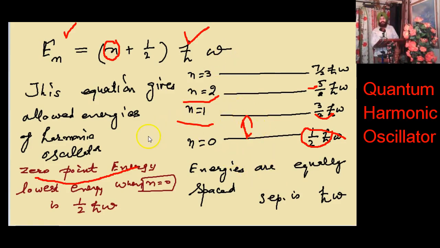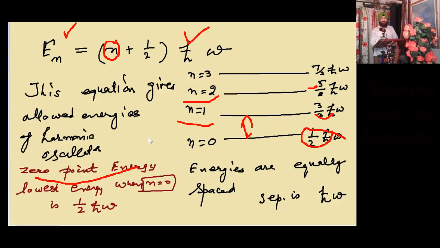So this is different from classical physics. Classical theory says any energy, not discrete. Quantum says energies are discrete. Okay? Thank you.